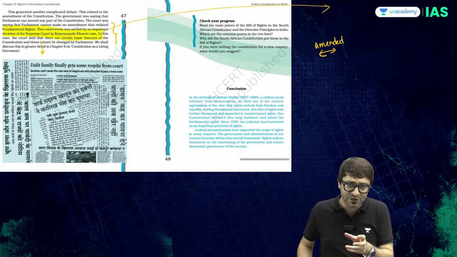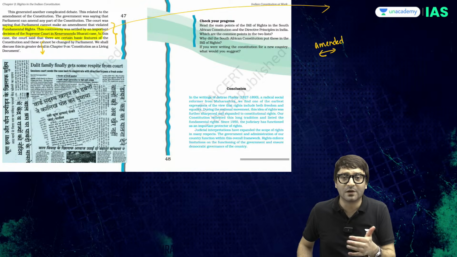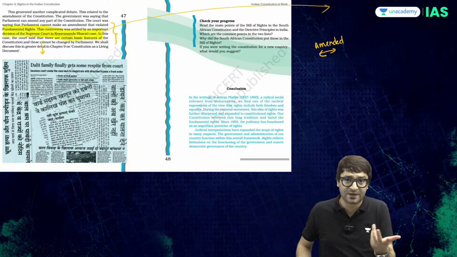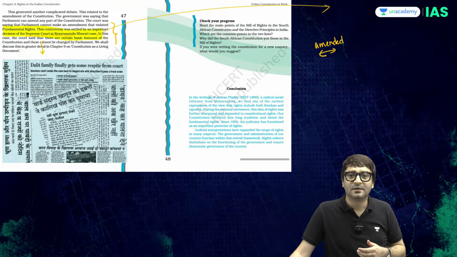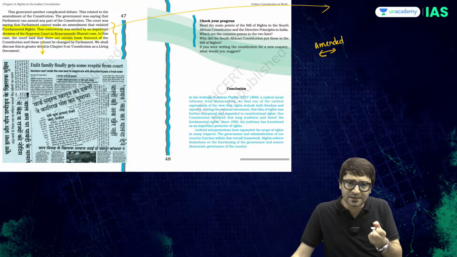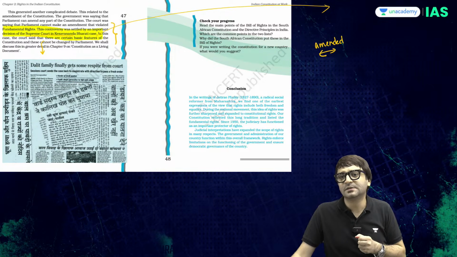If there are some provisions which are part of the basic structure, for example, parliamentary democracy, rule of law, Article 21, right to life and personal liberty, independence of judiciary, these are the things that no constitutional amendment can violate.